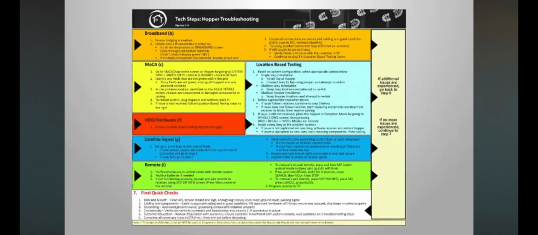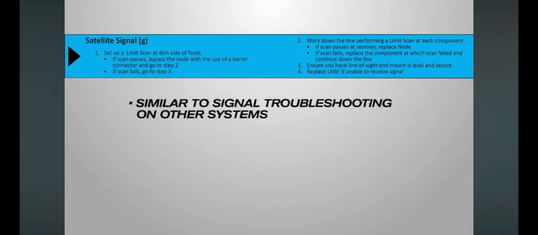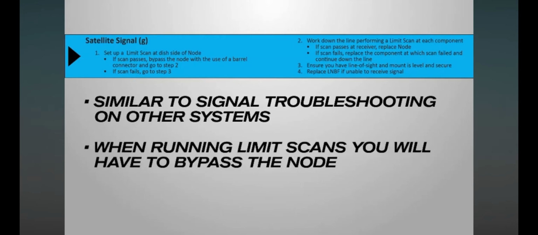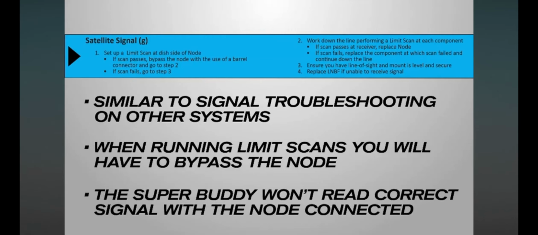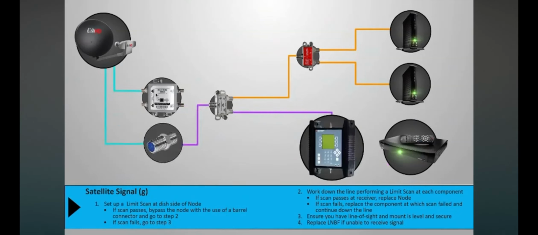Back on the other side, take a look at box G, which is for satellite signal troubleshooting. This is similar to signal troubleshooting on other systems. The only difference is that when you're running your limit scans progressively along the system, you will need to bypass the node. The SuperBuddy will not be able to accurately gauge signal with the node connected. So first, set up a limit scan at the dish side of the node. If the scan passes, bypass the node with a barrel and perform another scan. Again, this is the only step that is different from other systems when troubleshooting signal loss.